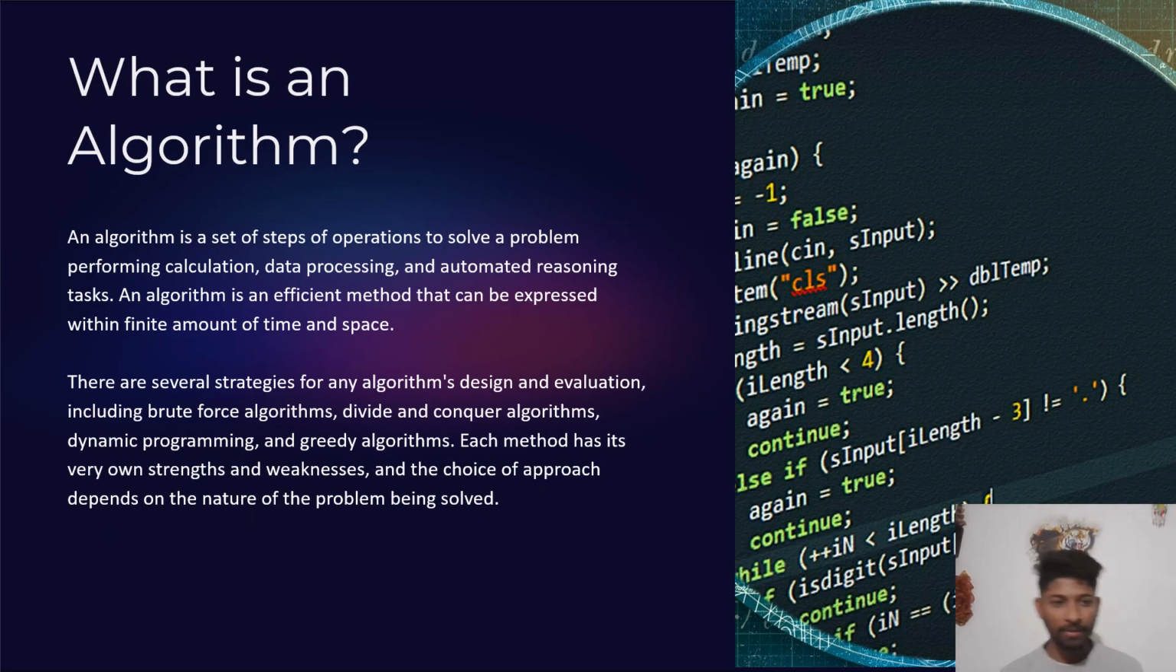So, what is an algorithm? An algorithm is a set of steps or operations to solve a problem, performing calculations, data processing, and automated reasoning tasks. An algorithm is an efficient method that can be expressed within a finite amount of time and space. There are several strategies for any algorithm's design and evaluation, including brute force algorithm, divide and conquer algorithm, dynamic programming, and greedy algorithms. Each method has its own strengths and weaknesses, and the choice of approach depends on the nature of the problem being solved.